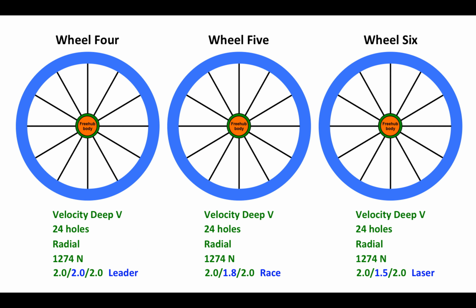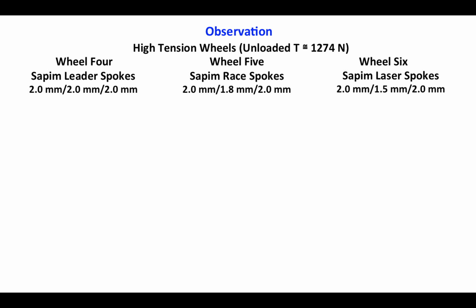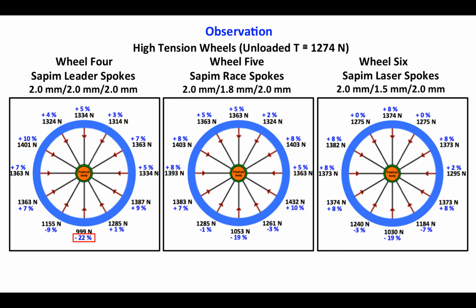Wheels 4, 5, and 6 have a starting tension of 1,274 newtons. Now, when we look at the high tension wheels with an unloaded tension of about 1,274 newtons, once again, wheels 4, 5, and 6 are exactly the same except for the different spokes used. Same tension in every case. And we saw the results. A 22% decrease in tension going through the load-bearing zone here, 19% there, and about 19% here.